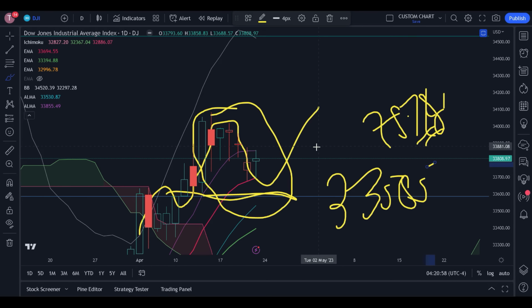Now, the Dow Jones will be able to help the S&P 500 only if it is able to clear the moving average.